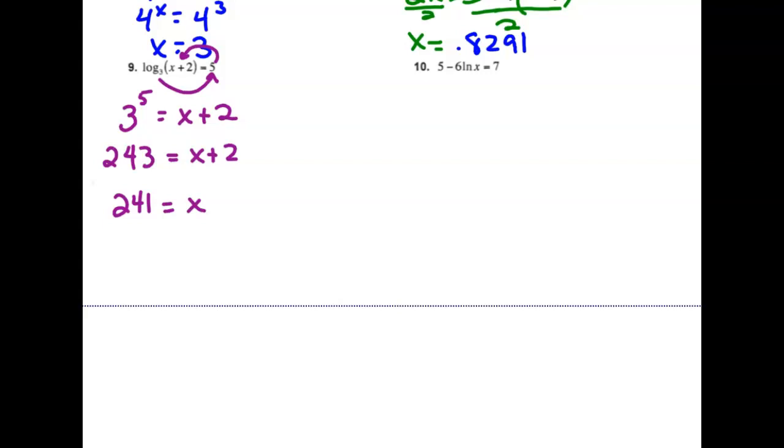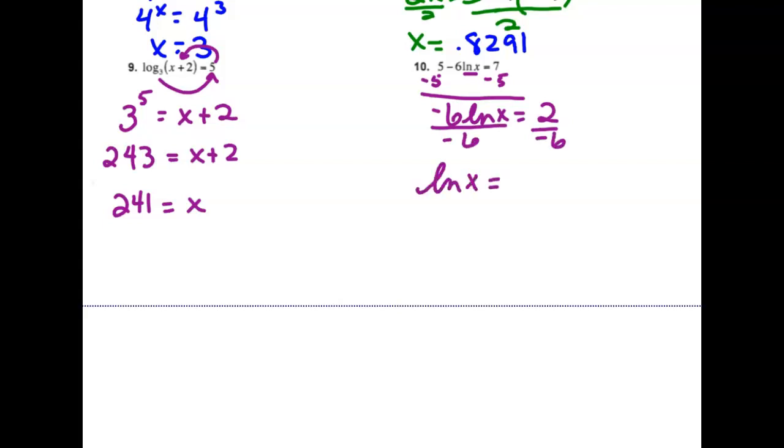For question 10, we have to do a little work to isolate this log piece. My first thing would be to move the 5 out of the way, so I'm going to subtract it to the other side. But now I have to get rid of that negative 6, so I'm going to divide that over. So I have the natural log of x equals negative 2/6, or negative 1/3 if I reduce.